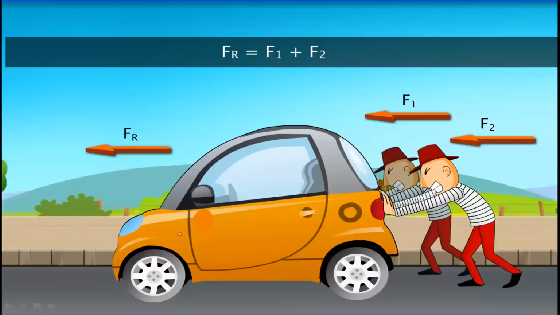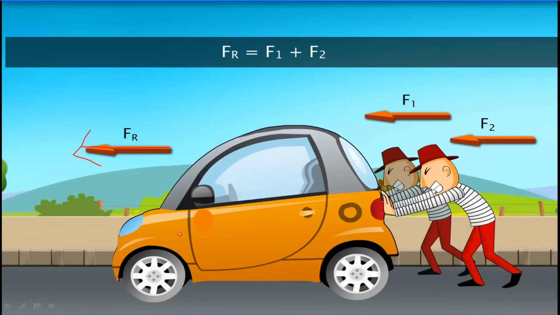Now let us look into this example. Here both persons are trying to push a car in the same direction. As you might have experienced, if one person alone is pushing the car and the second person joins hand in hand, the act of pushing the car becomes easier. The reason is both the forces are acting along the same direction. Therefore, the resultant will be the sum of the two forces, that is F1 plus F2. The direction of the resultant will be along the direction in which both the forces are acting.